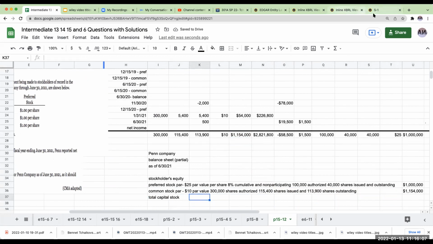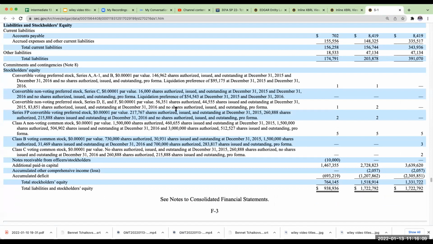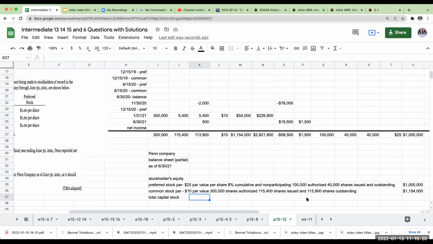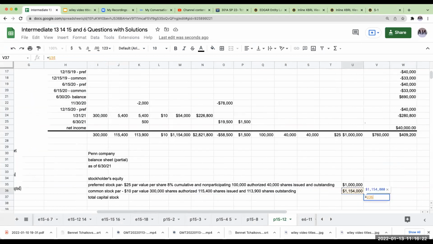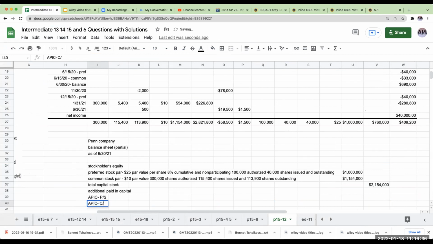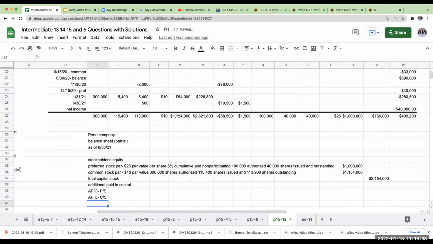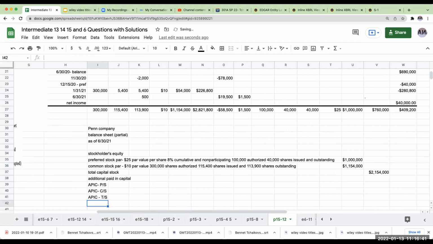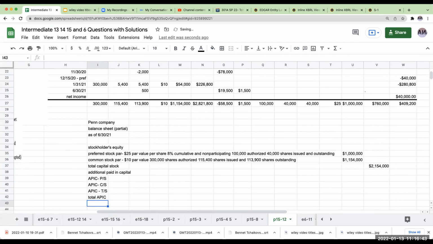As we see over here from Snap, this is a company whose filings are being reviewed by attorneys and CPAs. So I don't think you need to show a total, but for us, I think it's good to see. So over here, you've got total capital stock. Now we're going to have additional paid-in capital: additional paid-in capital preferred stock, additional paid-in capital common stock, and then additional paid-in capital treasury stock. So we're going to have our total additional paid-in capital.